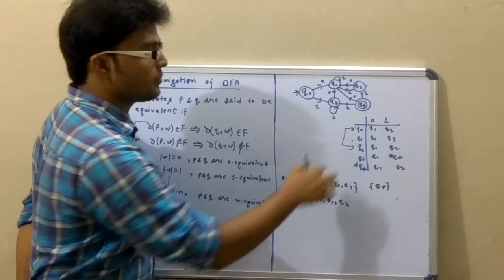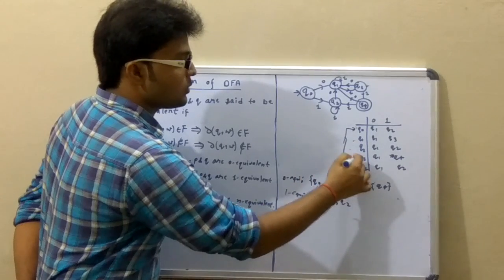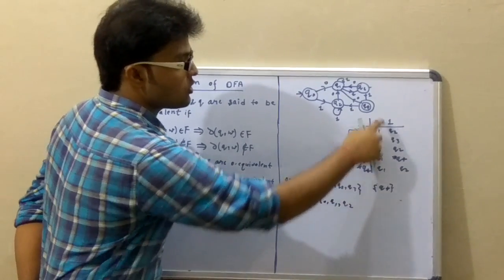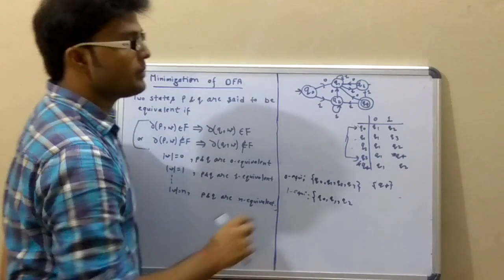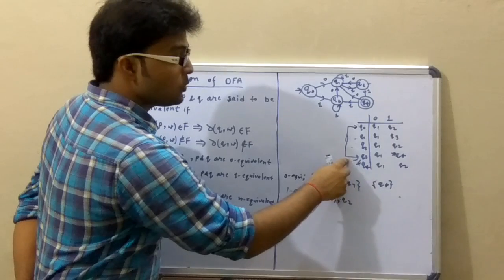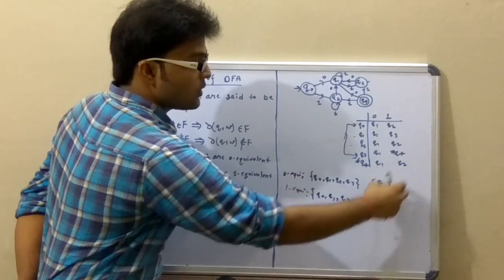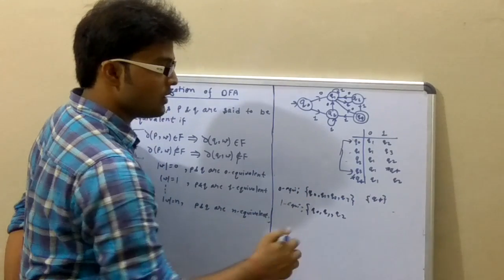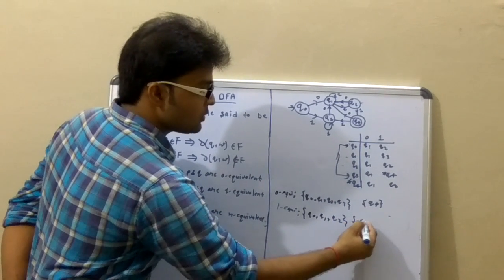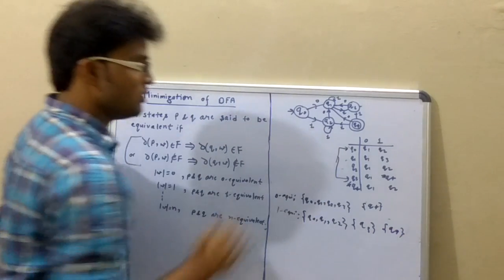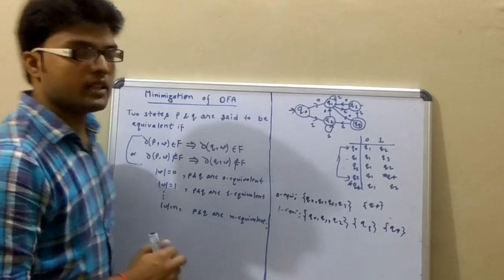Now check Q3. Let's check Q0 and Q3. Q0 on 0 goes to Q1. Q3 on 0 also goes to Q1, in this set, no problem. Q0 on 1 goes to Q2, in this set. Q3 on 1 goes to Q4, another set. So since Q3 is not going to the same set, we will separate Q3. Q3 is no more 1 equivalent to these states.